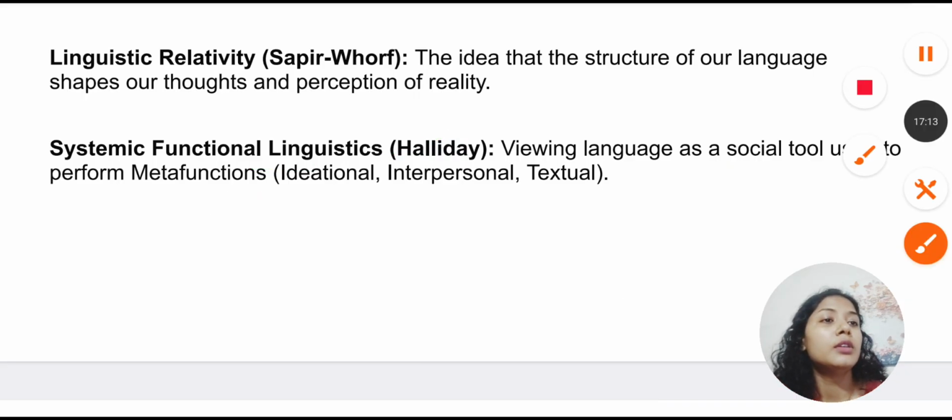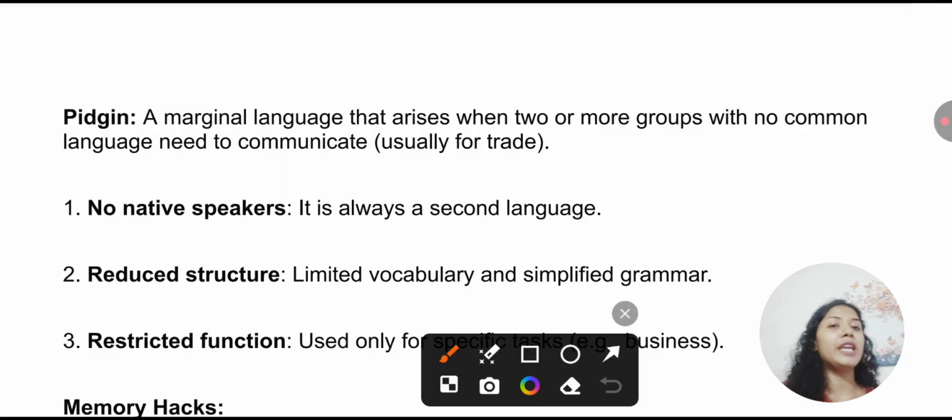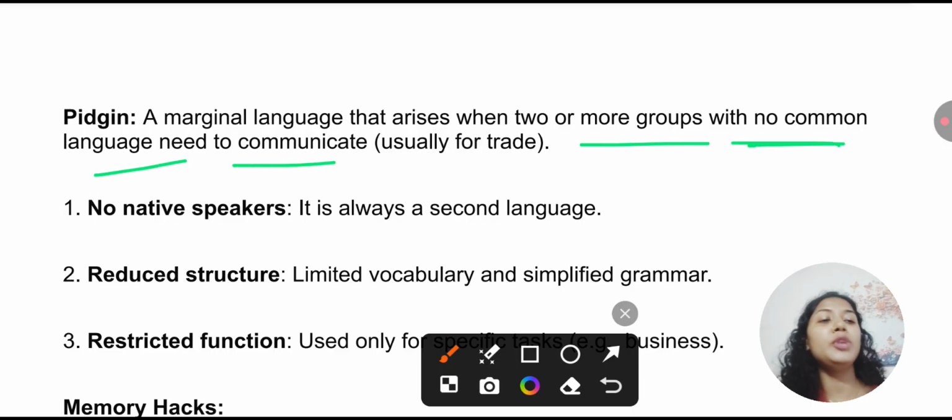Okay. Now this one is the most repeated and important one, Pidgin. Pidgin, Creolization, Creole are the very frequent theories that NTA asks. So Pidgin is a marginal language that arises when two or more groups with no common language need to communicate.